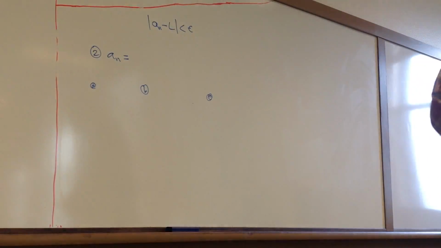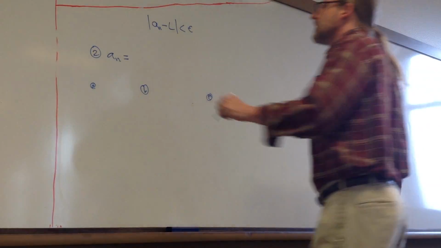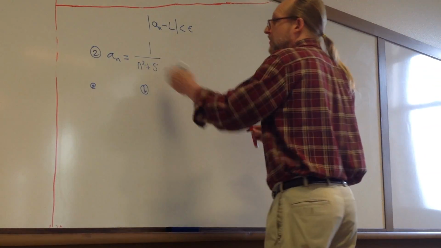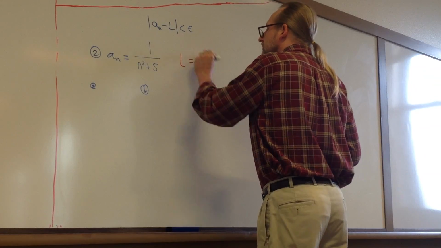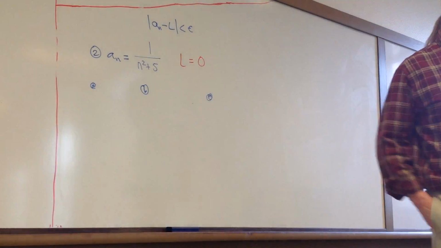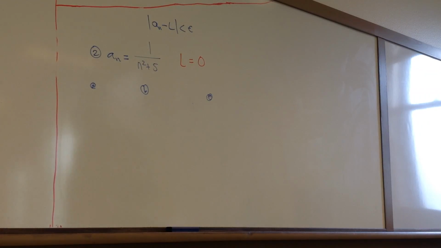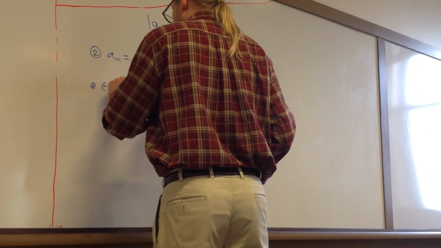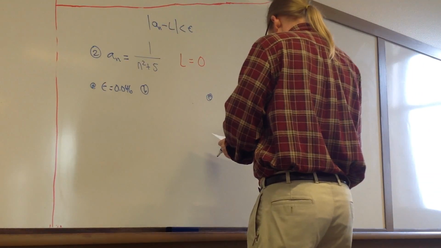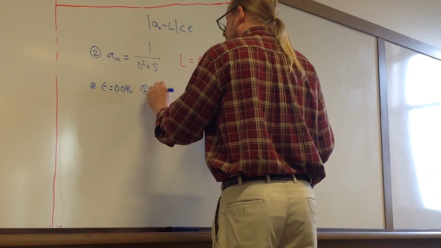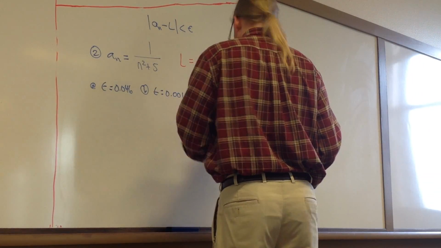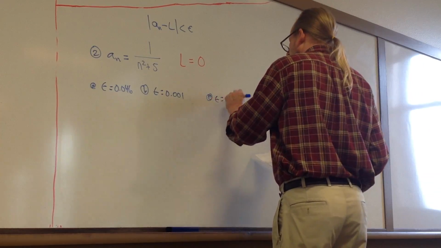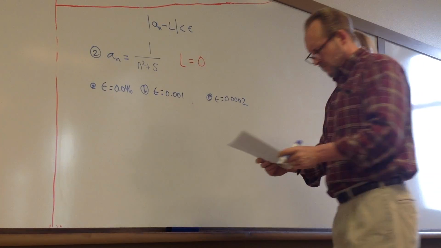Problem 4, a sub n is 1 over n squared plus 5. And so our limit here should be 0, right? That denominator is going to infinity, and so our limit should be 0. And let's see what our epsilons are. 0.046. And then 1,000th, 0.001. And then, what is this? 2 10,000ths, 0.0002. Okay.